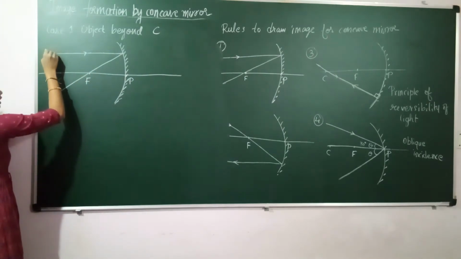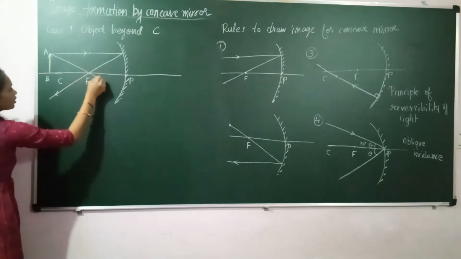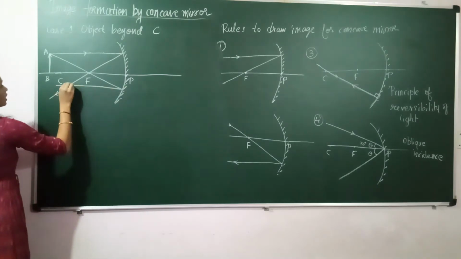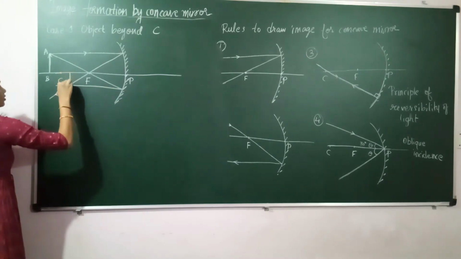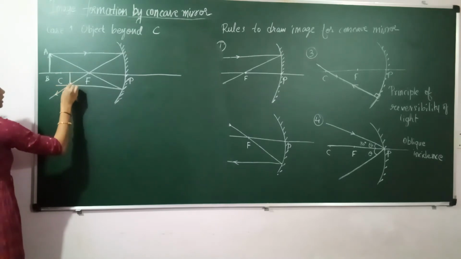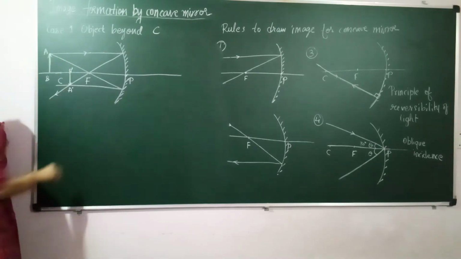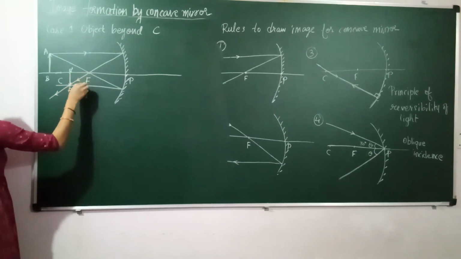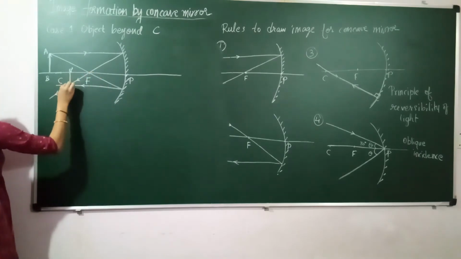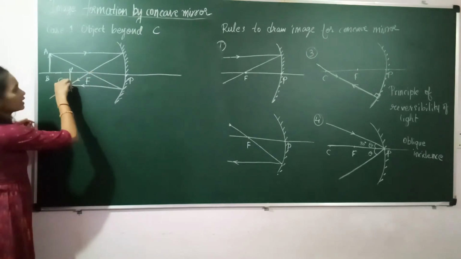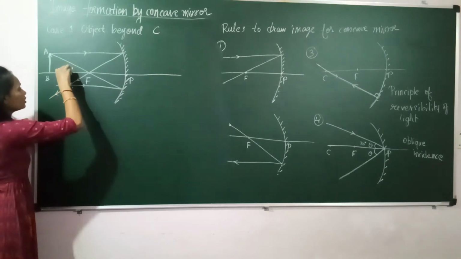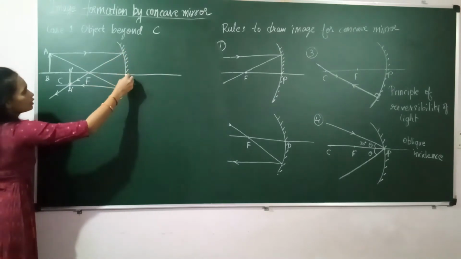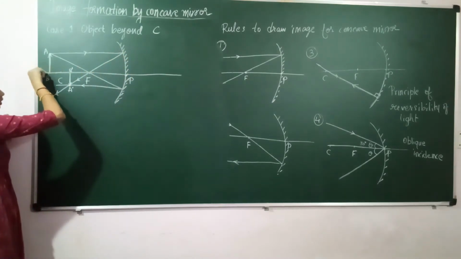Next ray we will take here. If the ray of light is passing through the focus, after reflection it will become parallel. So here we will get the image. Here we will write A dash and here we will write B dash. So this is the image, because here the two rays are meeting, this reflected ray and this reflected ray. These two rays are actually meeting at this point, and this point we will consider as the image, and we will take the perpendicular, because whenever the ray of light is traveling normal to the mirror, it is always reflected back in the same direction.